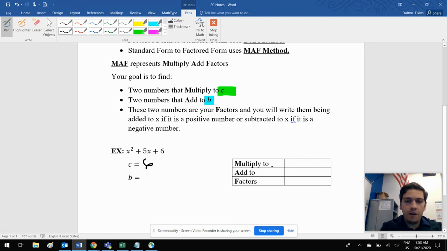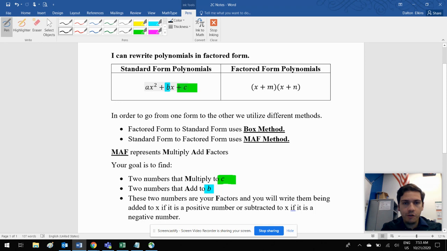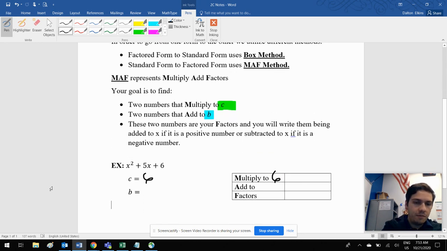So what I want to do is find numbers that multiply to 6. Next, I want to find my B value. The B value is the number that is right in front of the x. It's a coefficient. It's being multiplied to x, not x squared. Here it's going to be 5. So I want to find numbers that add to 5.